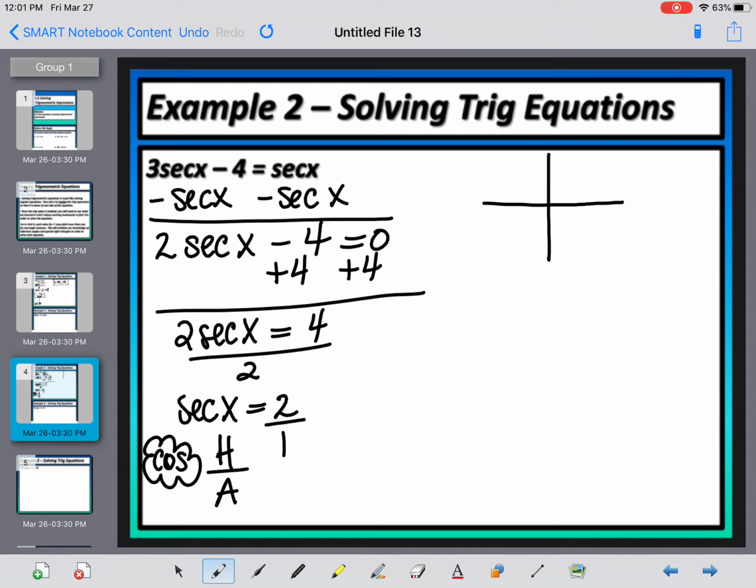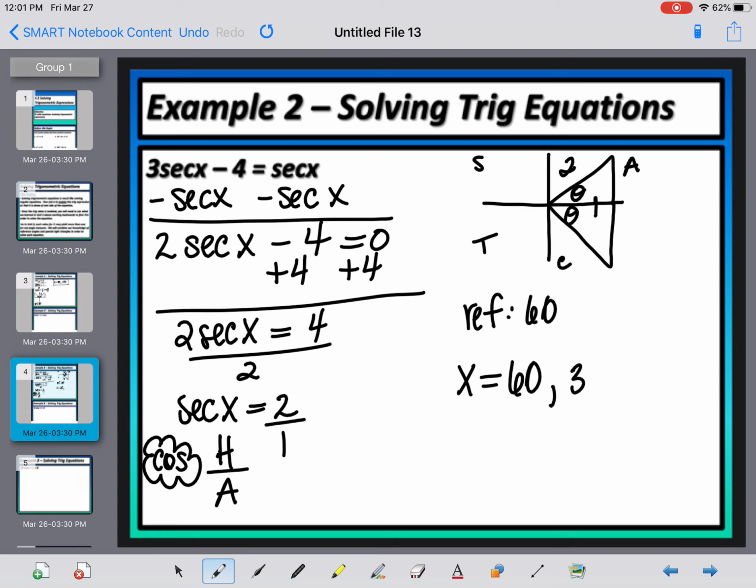And where is secant positive? So secant is positive wherever cosine is positive, which is 1 and 4. Remember, all students take calculus. Okay, so my hypotenuse is 2, and my adjacent side is 1. Again, making this 30, 60, 90. But my reference is now 60. Okay, so my angles are 60 and 300.